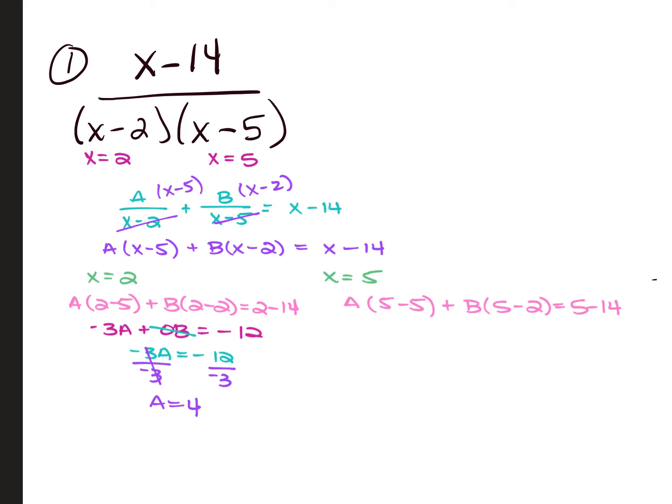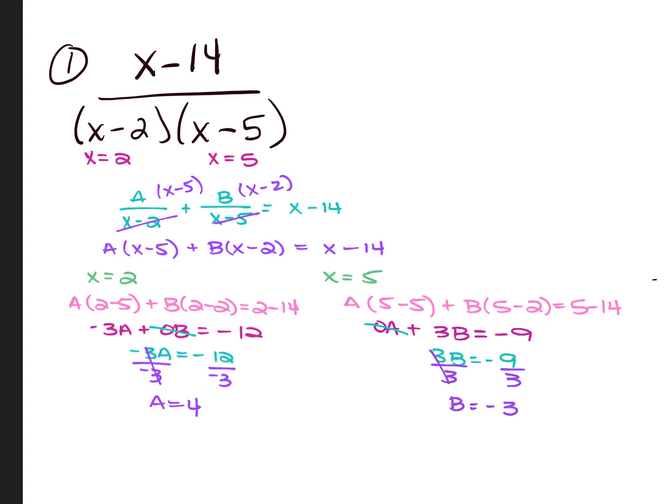to 5 minus 14. Your 5 minus 5 is 0, so that's 0a. Your 5 minus 2 is 3, so that's 3b. Oops, we already had that plus. Plus 3b is equal to 5 minus 14, which is negative 9. Your 0 times a cancels out your a, so you're just working with 3b is equal to negative 9. Divide each side by the 3, and b is negative 3.